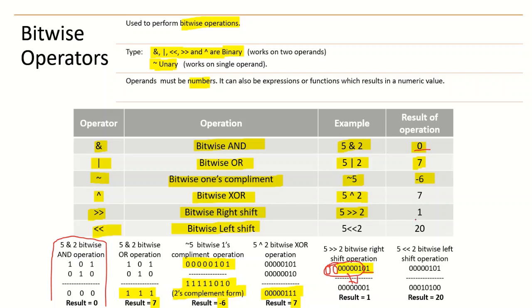This is the result equal to 1. Last operation, bitwise left shift operation. So it is shifting 5 to the left by 2 positions. So all the bits will be shifted to left 2 positions. So if everything is shifted 2 positions left, the last 2 zeros will be neglected. That means 2 zeros will be attached here.